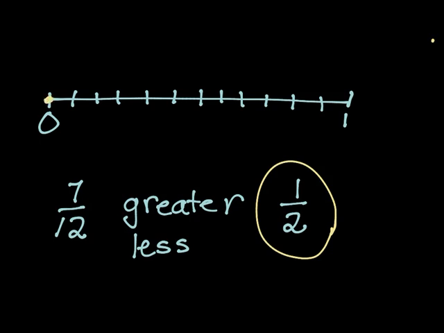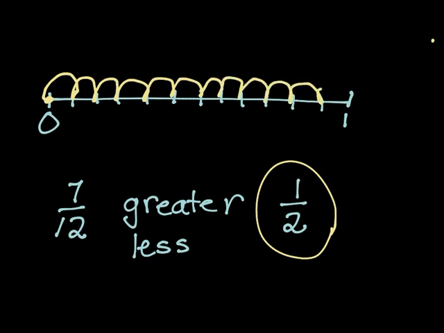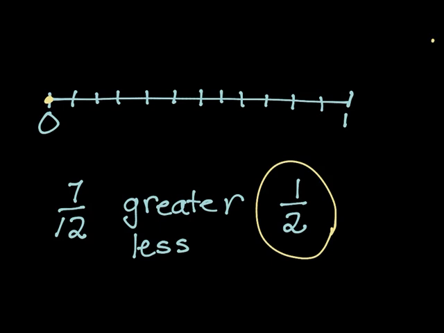You guys ready? Yeah. 1, 2, 3, 4, 5, 6, 7, 8, 9, 10, 11, 12. So if there's 12 equal parts, what is half of 12, everybody? 6. So I'm going to label 6 as 1/2. So 1, 2, 3, 4, 5, 6. So right here, that is 1/2.